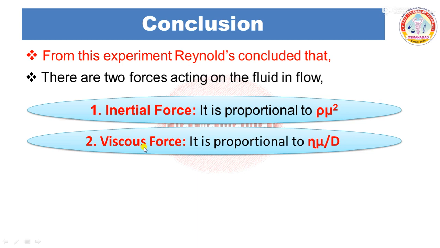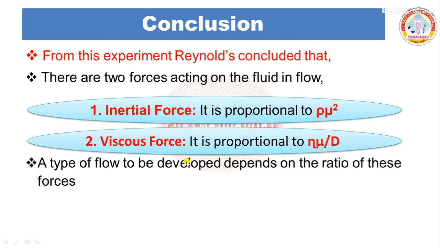And the viscous force mainly counteracts the inertial force and retards the general flow of fluid due to the generation of turbulence or disturbance in the fluid. This viscous force is mainly proportional to nu u upon d, where nu is the viscosity of fluid, u is the velocity, and d is the diameter of pipe. That means this viscous force is inversely proportional to the diameter of pipe. As the diameter of pipe decreases, the viscous force increases.